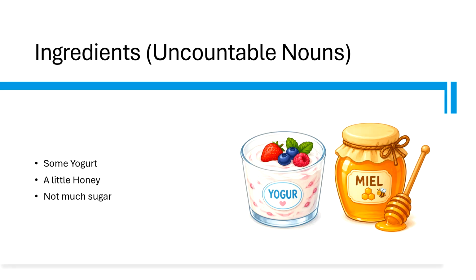I also need uncountable ingredients. These are things you cannot count with numbers. For example, I need some yogurt and a little honey. I don't need much sugar because the fruit is very sweet.